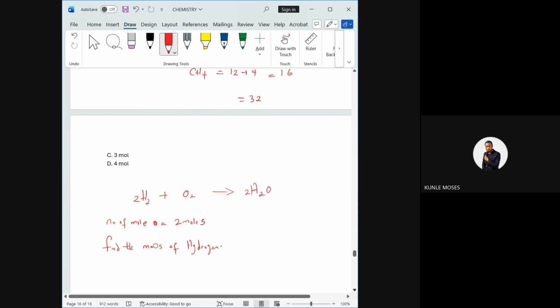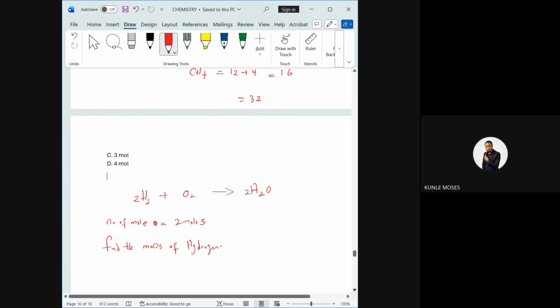Please, do you all understand the question? Can you guys write it down? So they give us this reaction, 2H2 plus O2 giving us 2H2O. They now give us the number of moles of oxygen to be 2 moles. They asked us to find the mass of hydrogen.